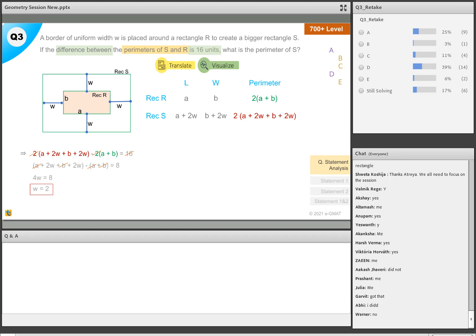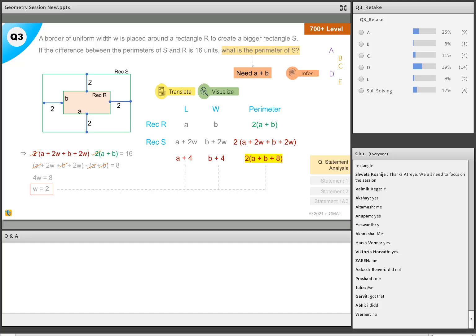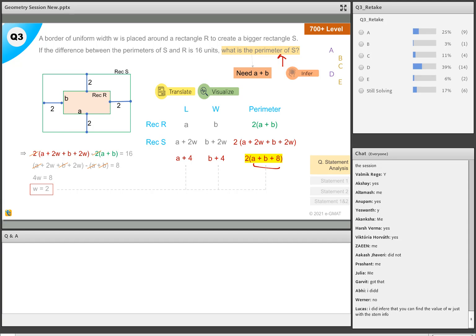Okay, so essentially now if I visualize my length and width for the second rectangle S, it becomes A plus 4 and B plus 4, and my perimeter becomes twice of A plus B plus 8. Now I need to find out what? I need to find out the perimeter of S. If I need to find out the perimeter of S, I need to find out the value of A plus B plus 8, or essentially the value of A plus B. That's very, very important for me, right? So any statement that gives me the value of A plus B is a sufficient statement for me.